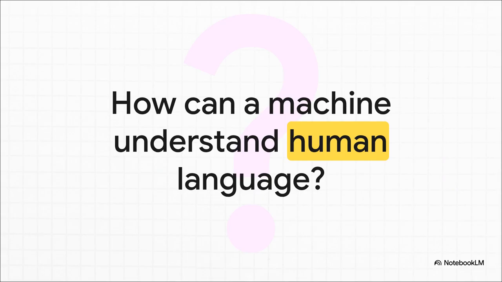But hold on, this whole thing kind of hangs on one giant question, right? Computers are just fancy calculators. They're all about numbers. So how in the world can a machine that only gets ones and zeros ever understand something as messy, as beautiful as human language? That is the puzzle we are going to solve together today.